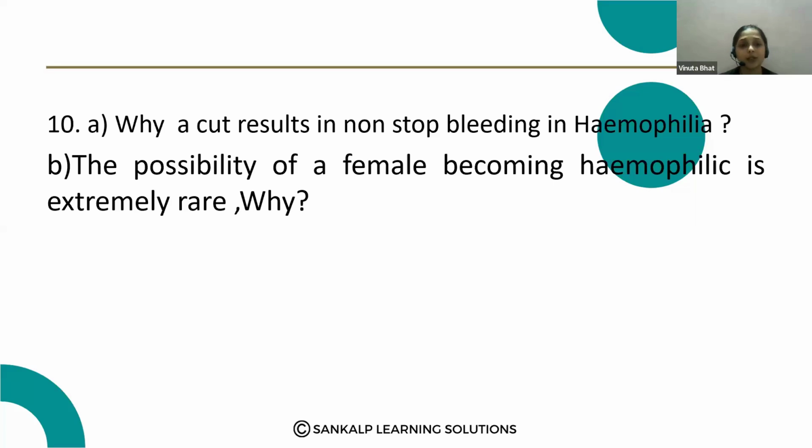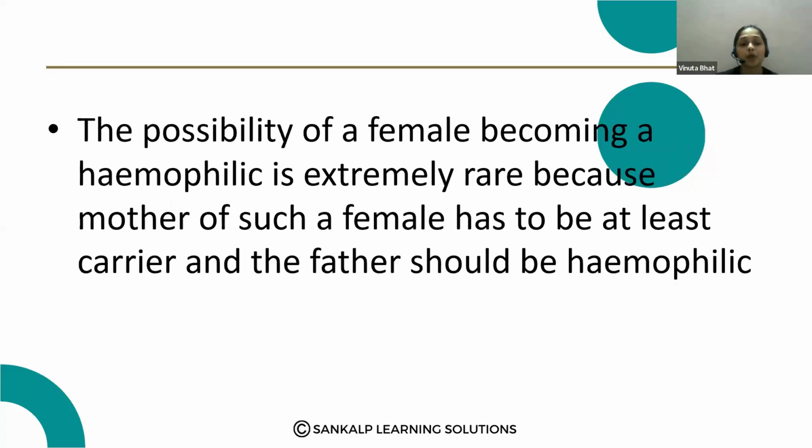Then, the possibility of a female becoming hemophilic is extremely rare. Why? Because the mother of such a female has to be at least a carrier, and the father should be hemophilic. If the father is hemophilic and the mother is a carrier, there is a chance of the female being hemophilic. Okay.